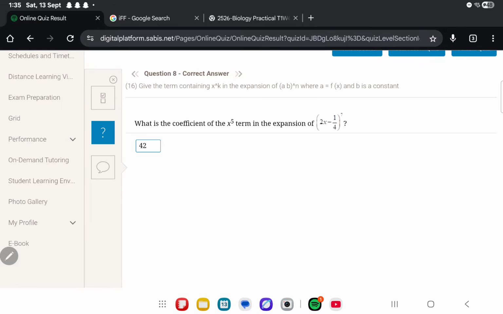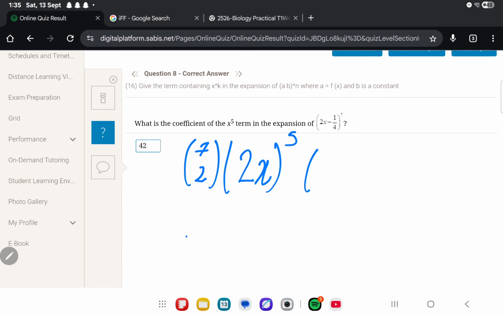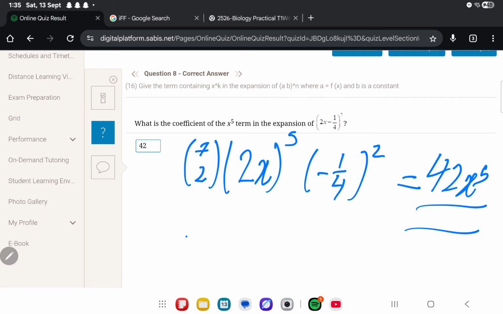Okay, question 8. What's the coefficient? This is another example of binomial expansion, but it's very easy. For the x^5 term, that means k is going to be equal to 2, because 7 minus 2 gives me 5. So 7C2 times 2x to the power of 7 minus 2, into minus 1 over 4 all squared. This gives me 7C2 times 32 times 1 over 16, which is 42 x to the power of 5. We only want the coefficient, so we're only writing 42.